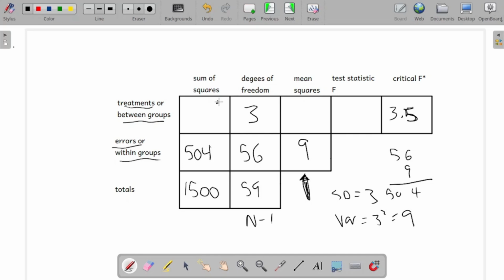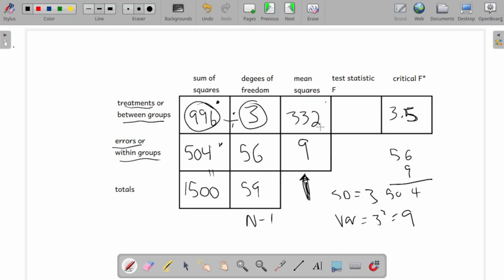So whatever value is here, added to this, gives us 1500. So this should be 996. We'll fix that up. Now, to get mean squares, we take 996 and divide by 3. So that should be 332.